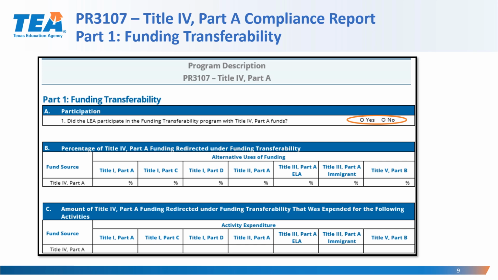As a reminder, LEAs may not utilize the funding transferability option for their portion of funds and only retain a portion of the Title IV Part A to support private nonprofit equitable services. If the LEA is not participating with Title IV Part A programs, the private nonprofit school may not participate in Title IV Part A equitable services.